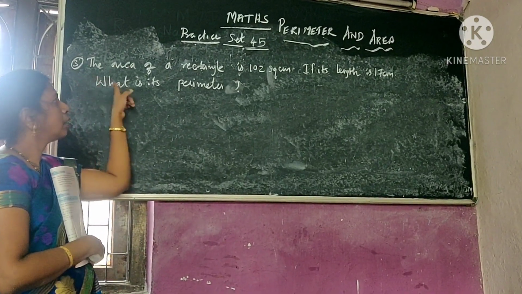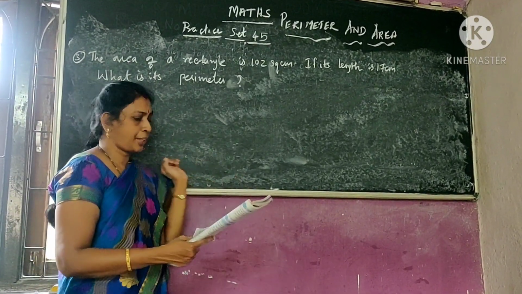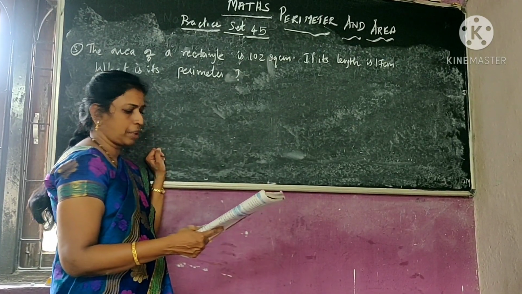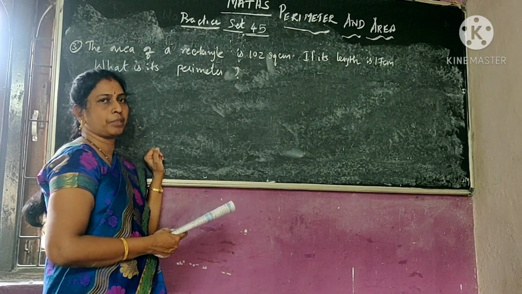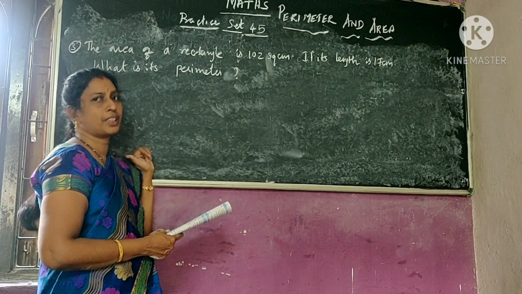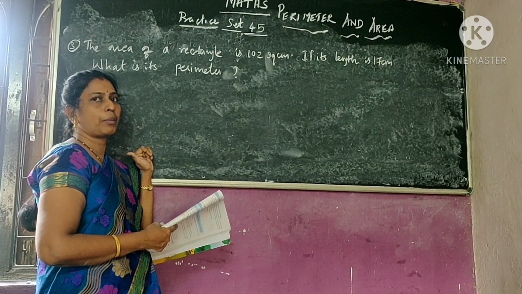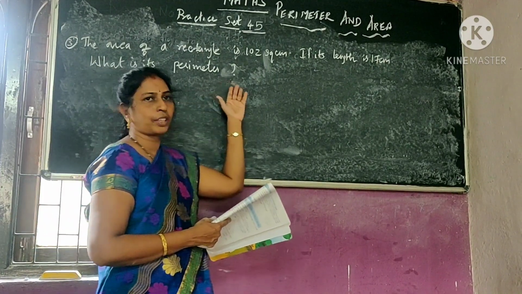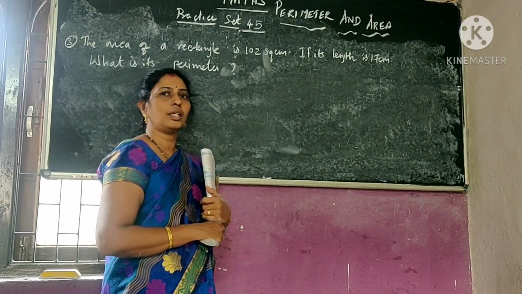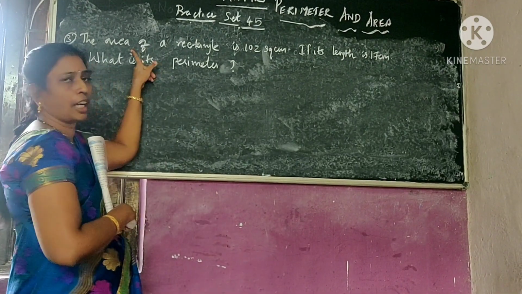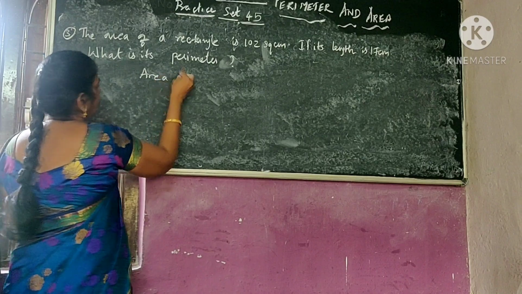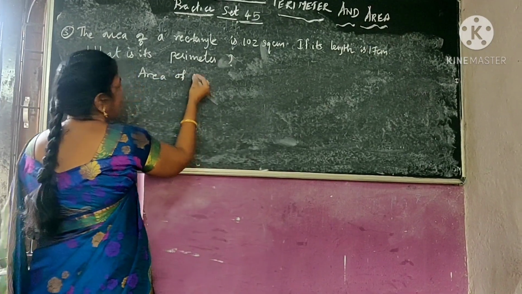Third sum. The area of a rectangle is 102 square centimeter. If the length is 17 centimeter, what is its perimeter? You all know we have learned perimeter in the previous exercise. So the perimeter formula is 2 bracket L plus B. But breadth is not given. So first we will find out the breadth by using the area formula. First we will write all the given data.